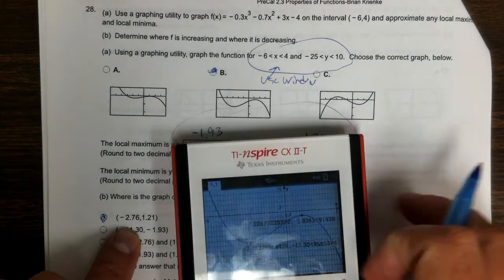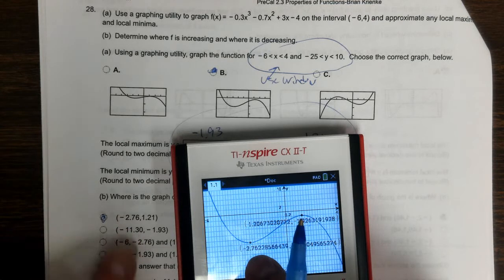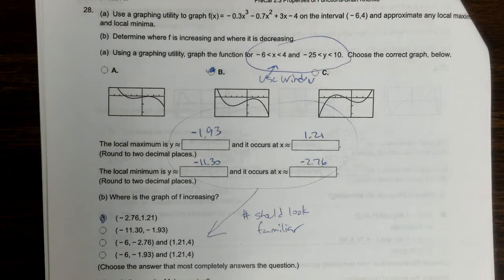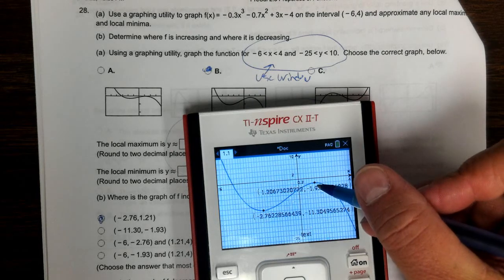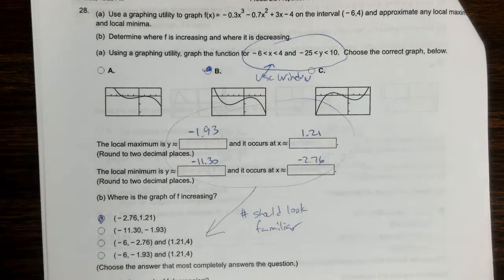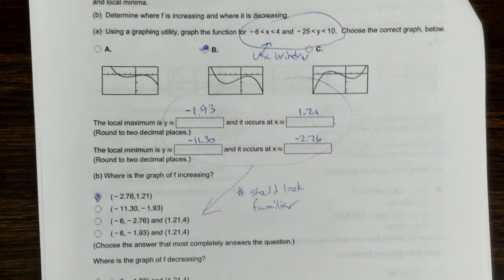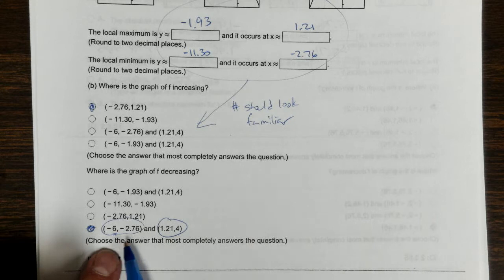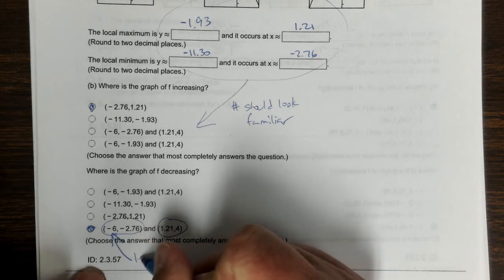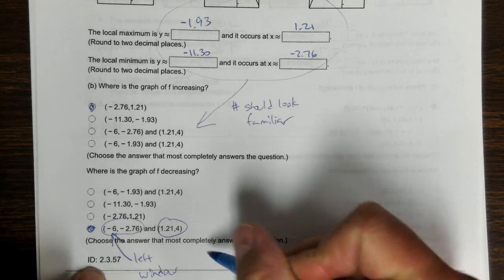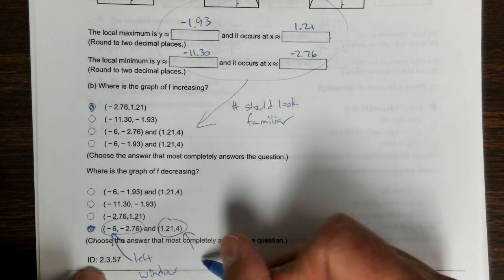And the increasing was the in-between part. And the decreasing is going to be from the -6 to -2.76, which is this end. And it's also decreasing from 1.21 to the end, which is 4. So that's this one. So that's it. So this was your left window boundary. And then the 4 was the right window boundary.